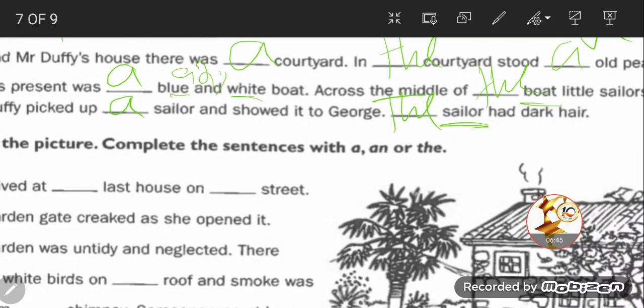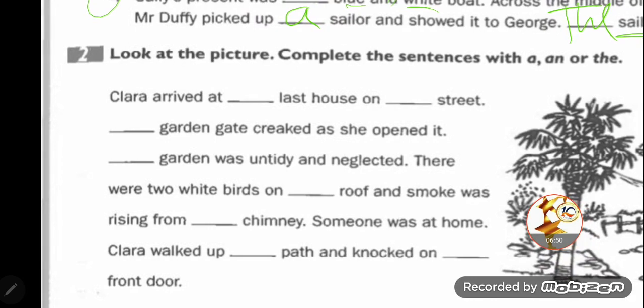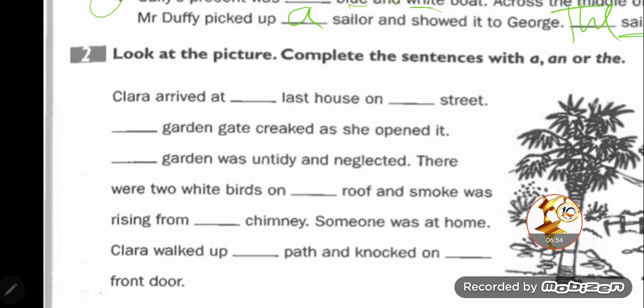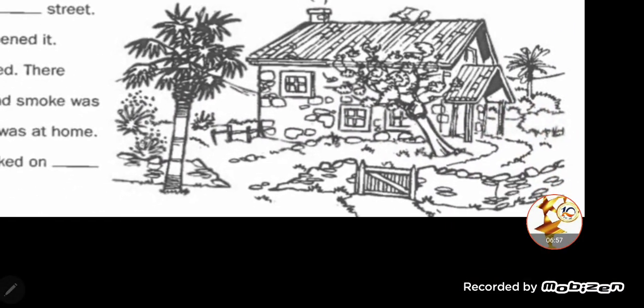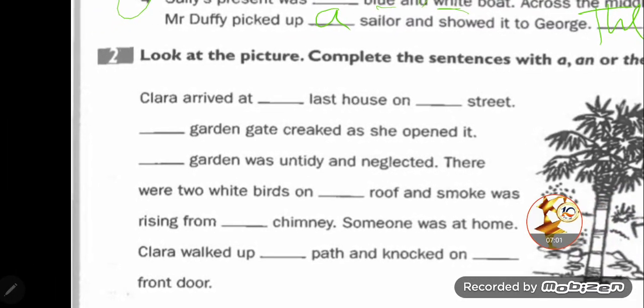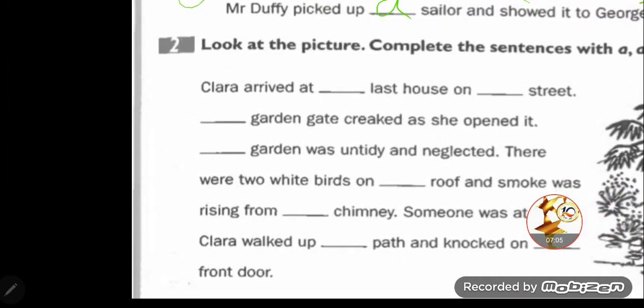طيب ننتقل الآن للإكسرسايز number 2. Let's do it together. Look at the picture. طبعا هون موجود عندنا picture. We are going to use a, an or the. هلا إذا بدي أطلع هون على البيكتشر I'm going to describe a place.